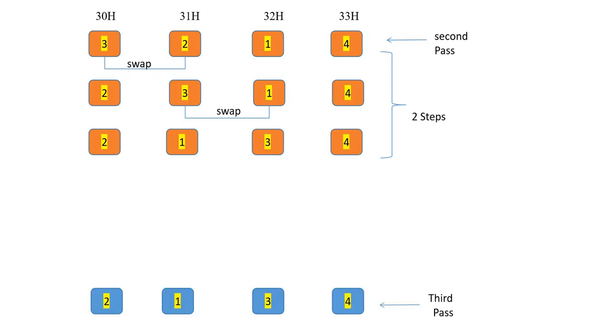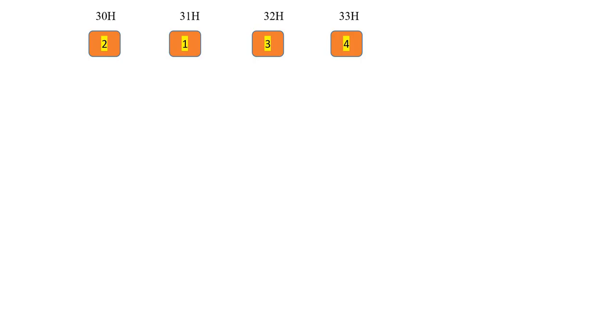Fine. Next, this will be our third pass. That is this one. This is our third pass. So, sorry, for the third pass, we have this array. What we have to do now? We have to compare 2 and 1.